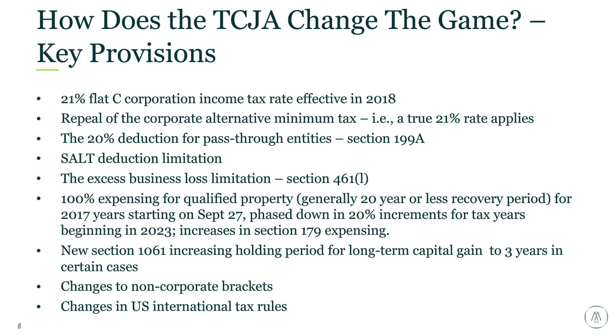There's also the new section 1061 on long-term capital gain holding period extension from 1 year to 3 years for certain partnership interests, certain assets held primarily by hedge funds and private equity. There are also changes to non-corporate tax brackets, with the maximum rate coming down from 39.6 to 37 and much more favorable brackets below that maximum rate, and some significant changes to U.S. international tax rules, which we'll summarize later.